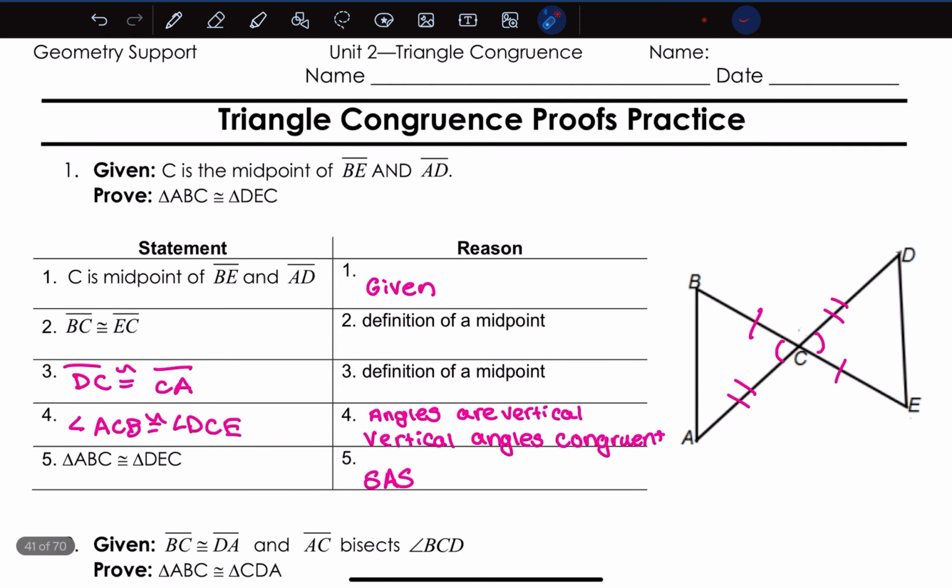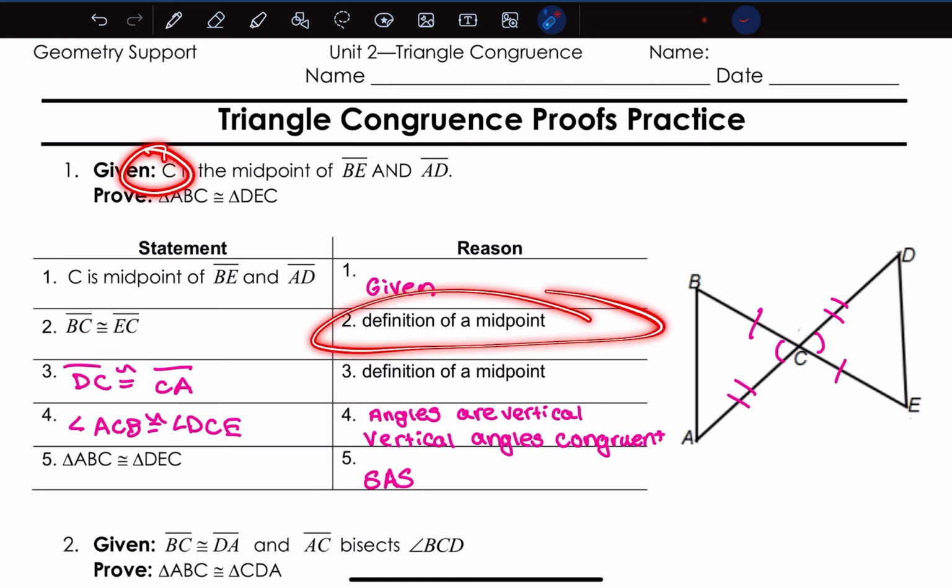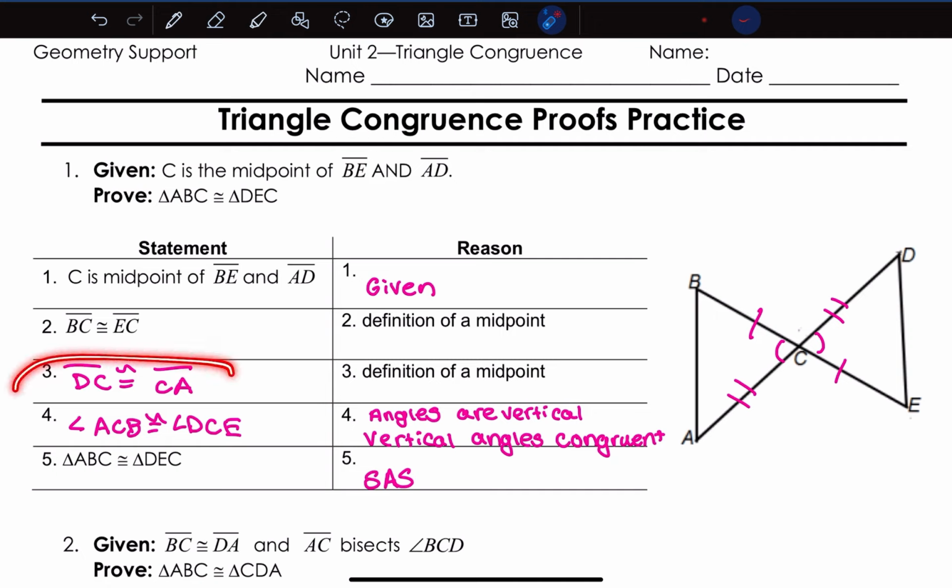So on the next page, they have some parts filled in and ask you to fill in the rest that is missing. So you have to fill in that C is the midpoint of BE and AD. Okay, that is given. They tell us that BC is equal to EC based off the definition of a midpoint because C is the midpoint of both of those lines. By that logic, you're then going to follow with the other line, saying that DC is congruent to CA since C is the midpoint.